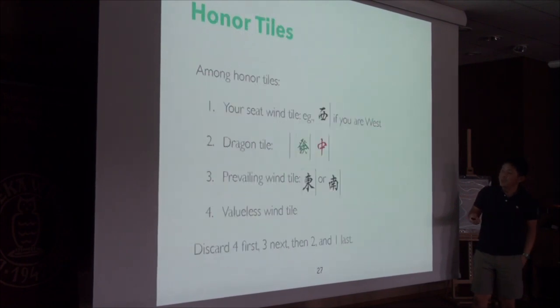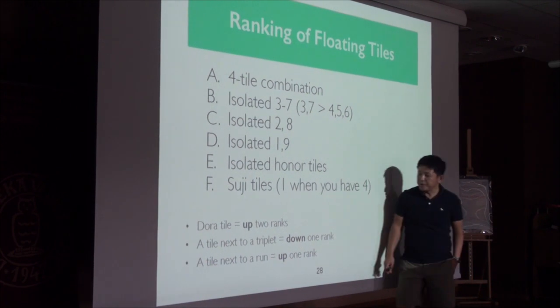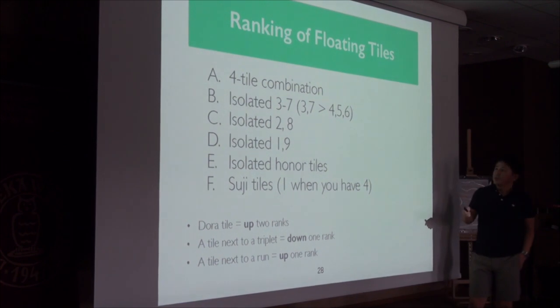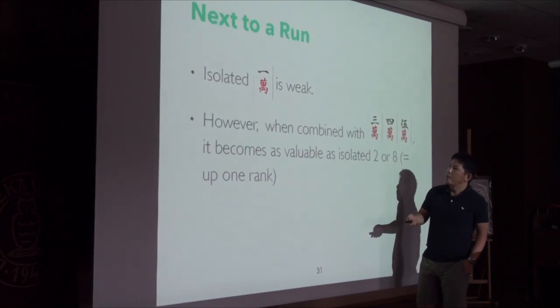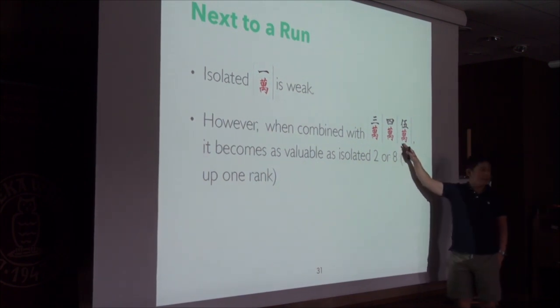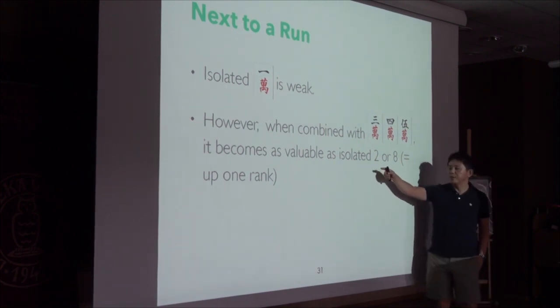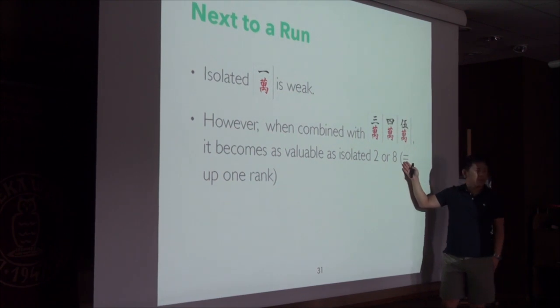The last bullet point, right? So we covered this, we covered this. The last bullet point is that a tile next to a run is up 1 rank, right? So, for example, if 1 is isolated, it's weak, but when it's combined with 3, 4, 5, it becomes as valuable or slightly more valuable compared with isolated 2 or 8, right? So that's what I mean by up by 1 rank, right?